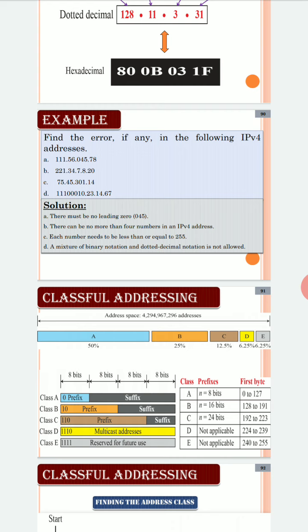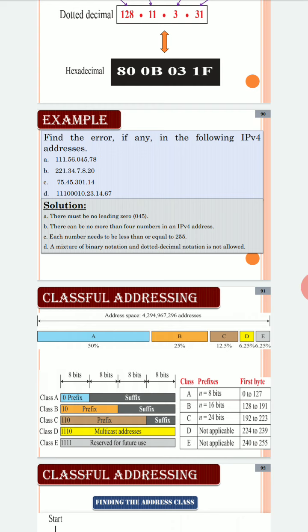The error in this particular case is the third number, 045. In any IPv4 address, the decimal number should not begin with 0. That is one mistake. Instead, 111.56.45.78 is the correct answer.